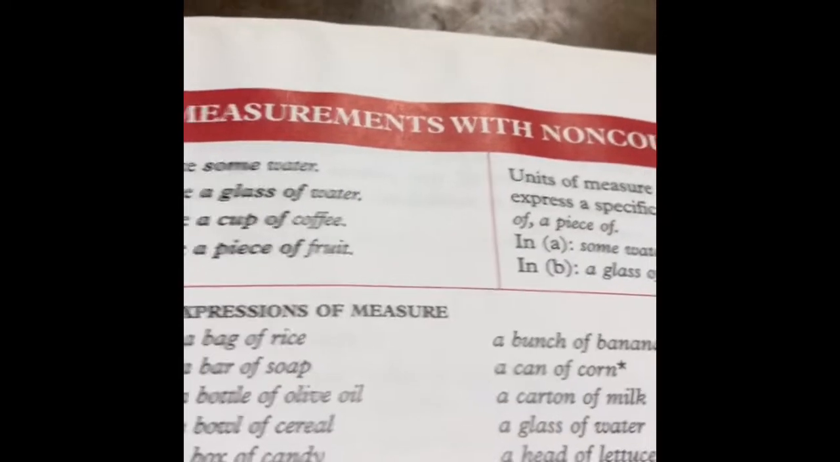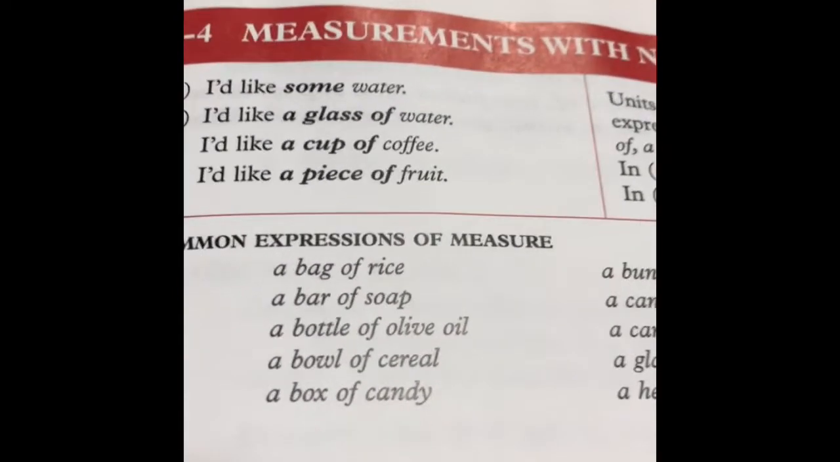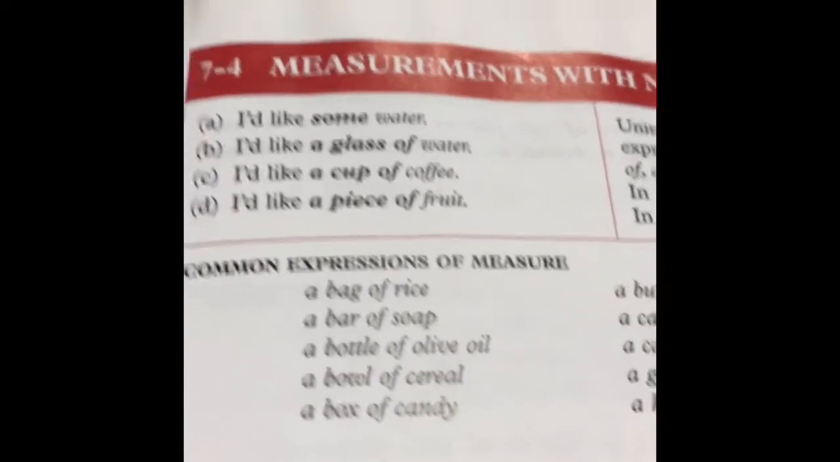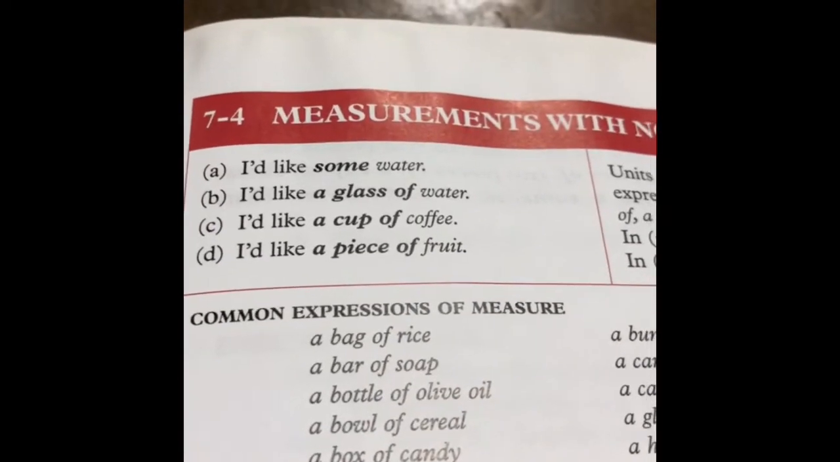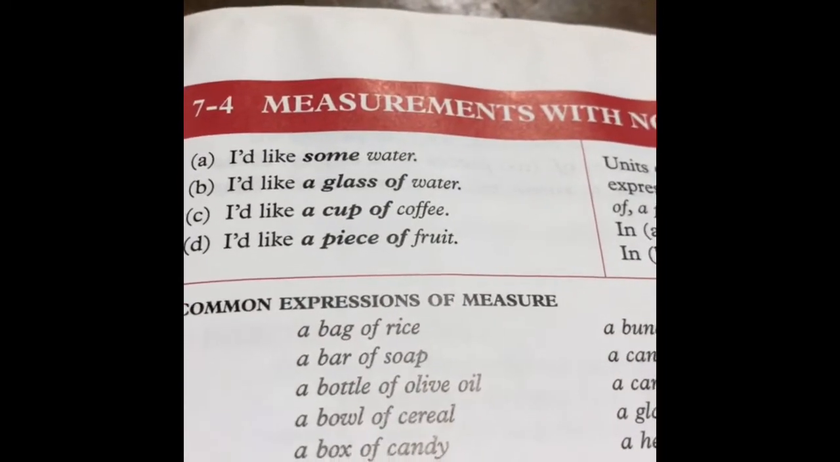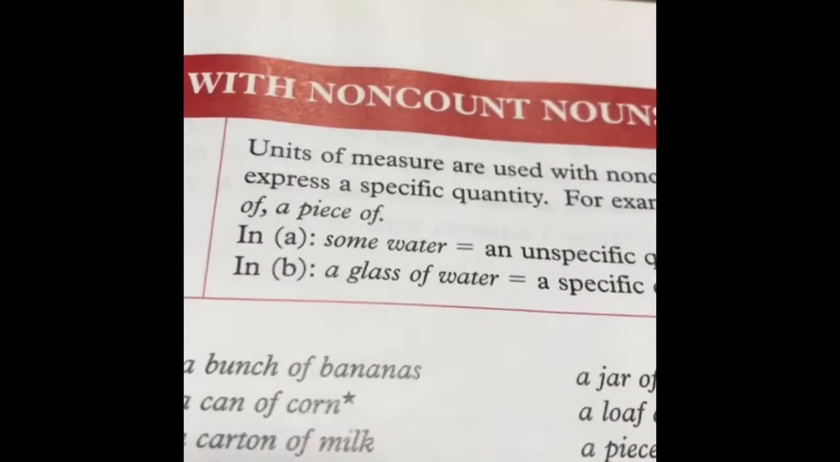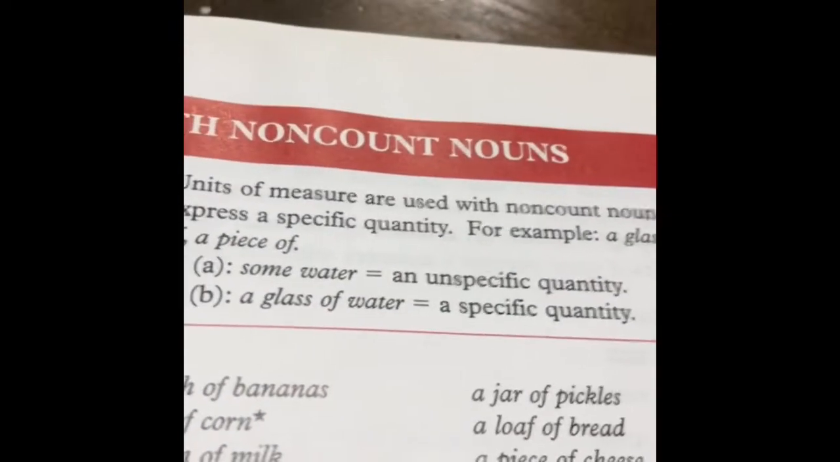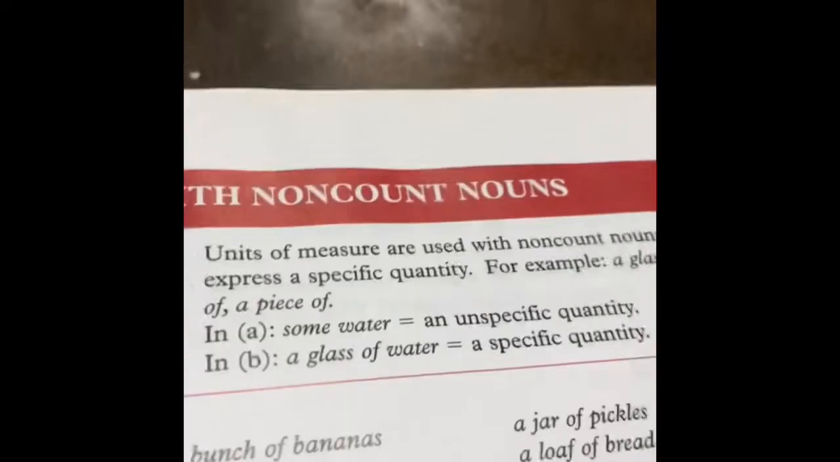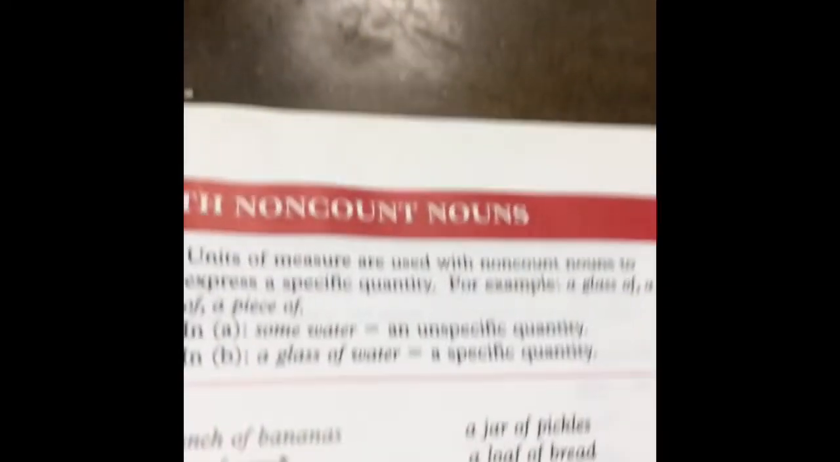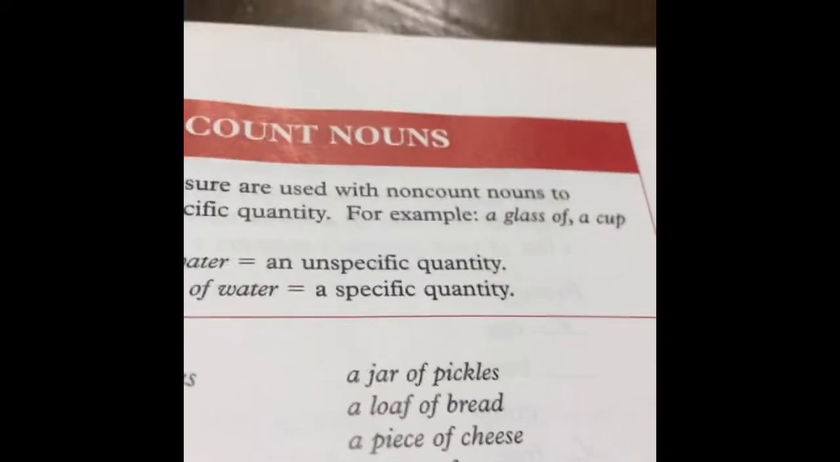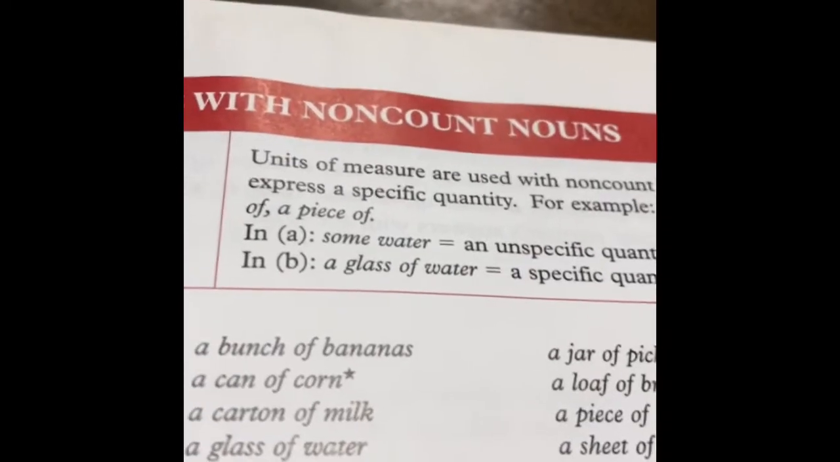يعني القياس مع الأسماء الغير معدودة. I'd like some water. I'd like a glass of water. I'd like a cup of coffee. I'd like a piece of fruit. شوف الفرق. Units of measure are used with non-count nouns to express a specific quantity. يعني كمية محددة. For example, a glass of, a cup of, a piece of.